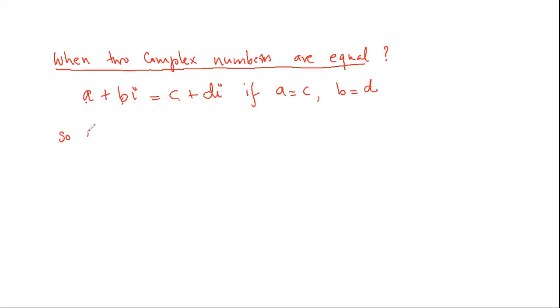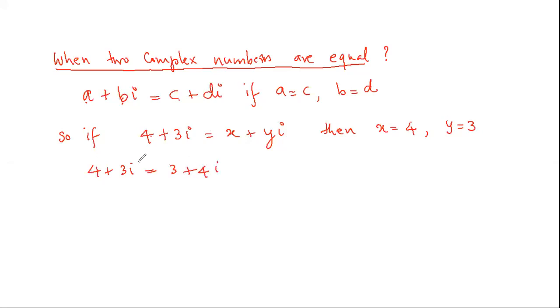So, if 4 plus 3i is x plus iy, then what is x? Can x have any other number? x is 4, x has got to be 4, and y has got to be 3, and no other way. So can I say 4 plus 3i and 3 plus 4i are equal? No. Because real is not equal to real, imaginary is not equal to imaginary.